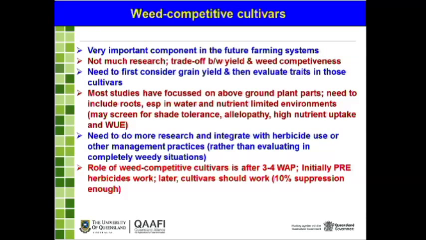Okay, and most important, most studies at the moment, when we are talking about weed competitive varieties, are focused on above ground parts, either shoot biomass or leaf area or tiller number. I think in our environment, definitely there is a need to include root traits. And when I say root traits, it's mostly because of water and nutrient limited environments. To me, when we say weeds competing, that's mainly creating shade on crops. Also, they're taking their nutrients or water. So I think there's a need to screen varieties for shade tolerance, high nutrient uptake, and water use efficiency.